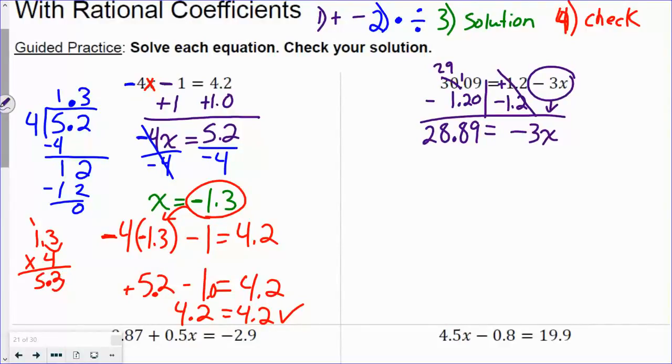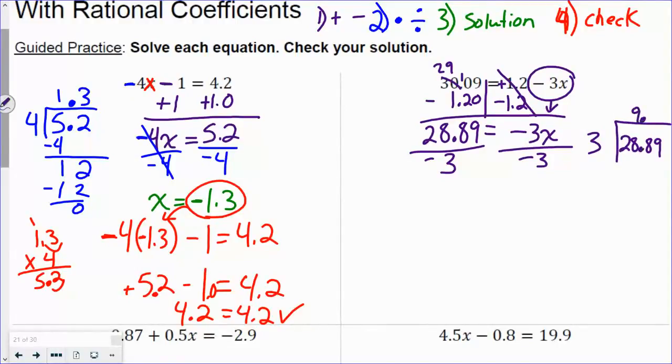Now we need to make sure that we do our actual division. Okay, remember, we're dividing because that's multiplication. And when we divide with whole numbers, we don't need to move our decimal because it's already where it needs to be. All right, so 3 can go into 28 9 times.